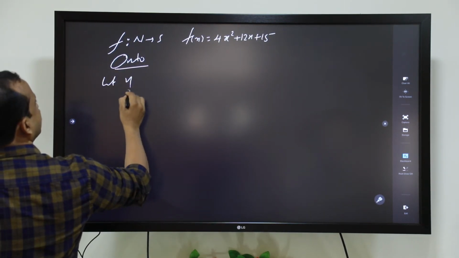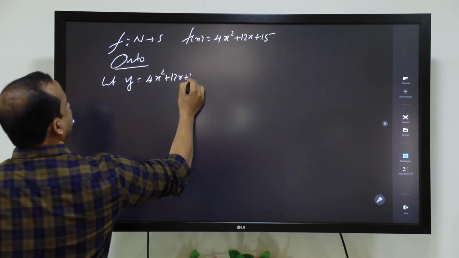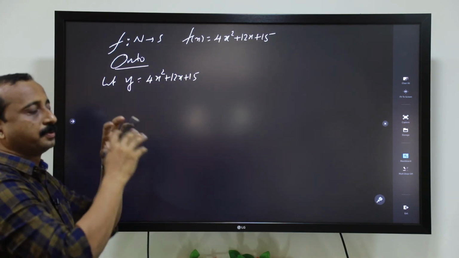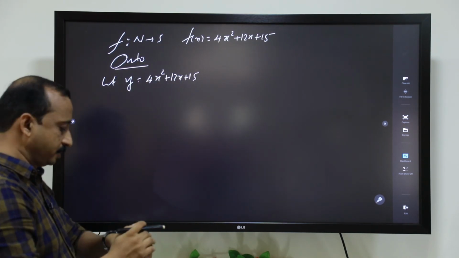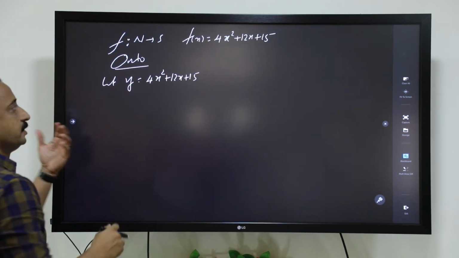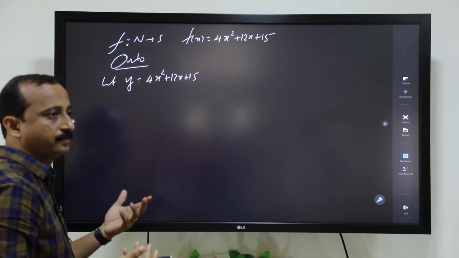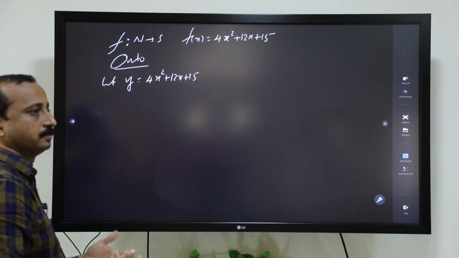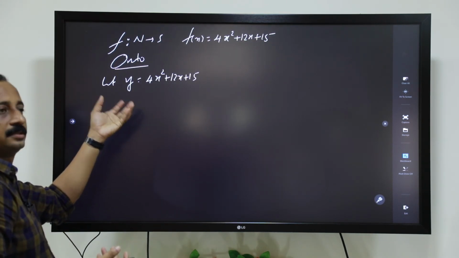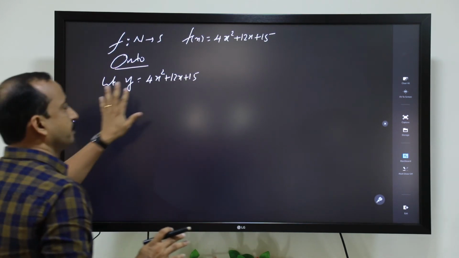We take y equal to our function, 4x squared plus 12x plus 15. First of all, we convert this quadratic expression into a perfect square. Otherwise, there are different methods available, using the quadratic formula we find x, or by completing the square we can find x also. But this is a simple method to find x. You take two or three steps, that's enough for finding x.